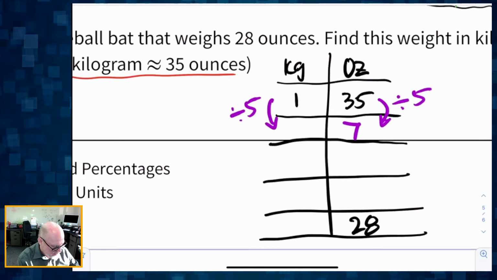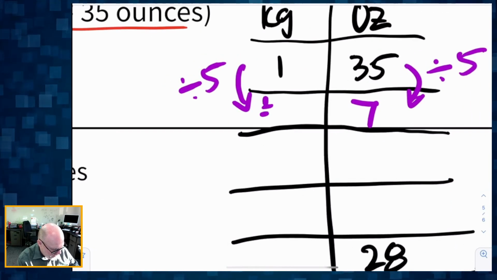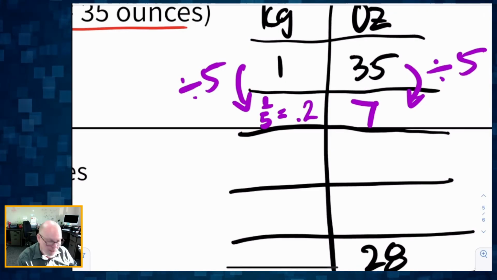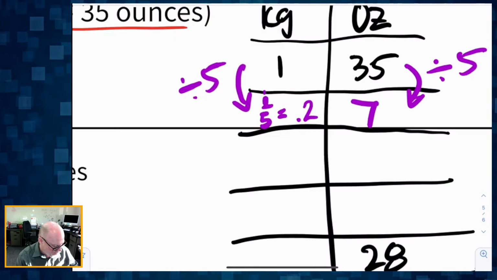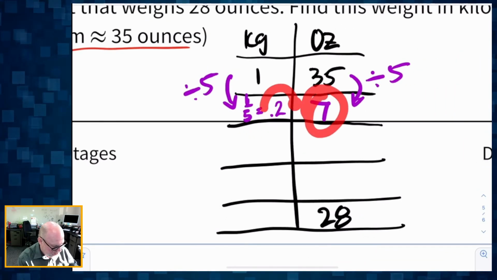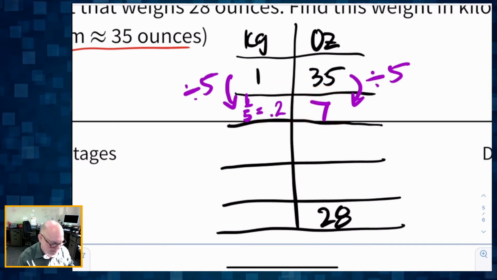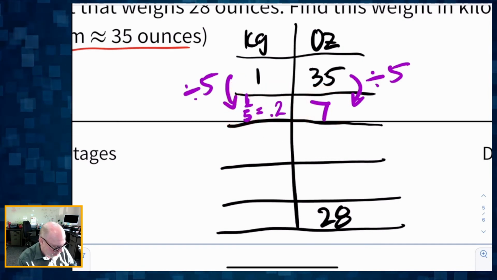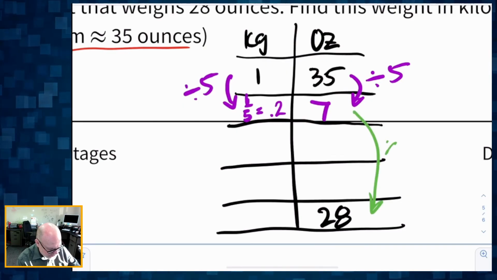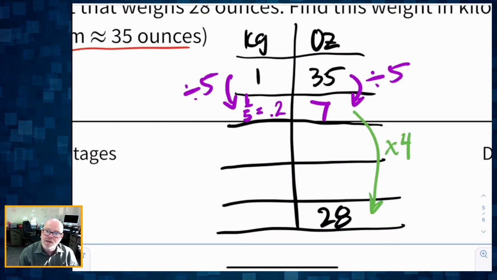And 1 divided by 5 is 1/5, which is the same thing as 0.2. All right, so there's my answer for kilograms. So 7 ounces is equal to 0.2 kilograms, or 1/5 of a kilogram. And now I can say, oh, I get it.